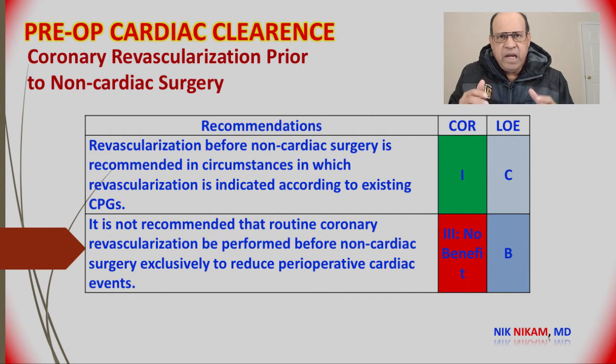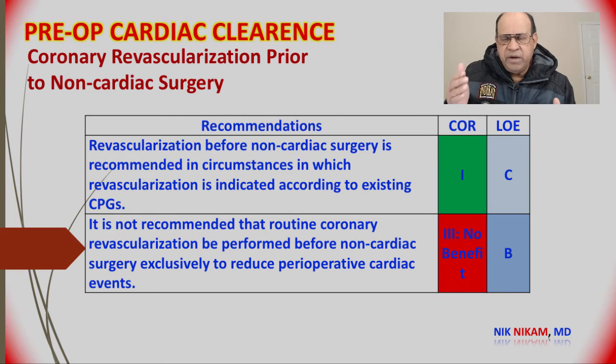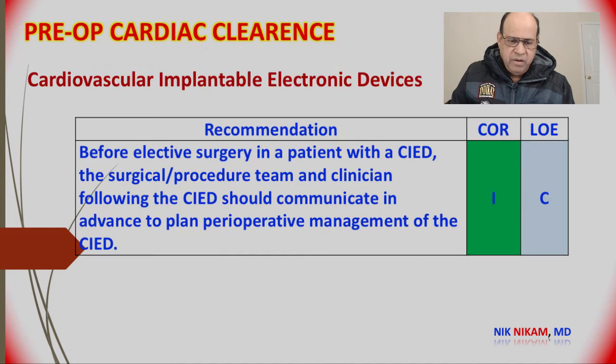And when we do the cardiac catheterization, if we find critical lesions and if we would have performed any intervention on these patients, whether they were going for surgery or not, then it is appropriate to go ahead and do the coronary intervention, be it putting a stent or recommending a bypass surgery. However, coronary intervention is not recommended for reducing perioperative cardiac events.